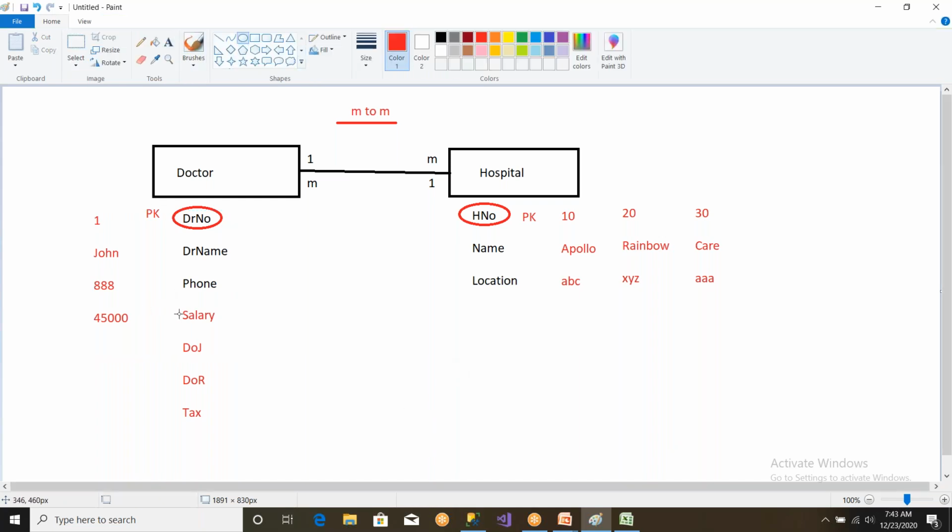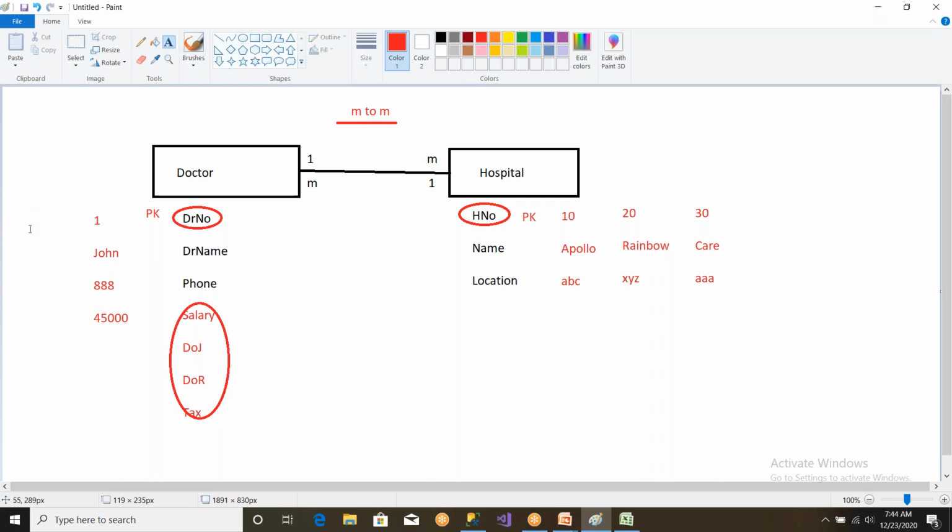If you give a single value, tomorrow I want to know what is the salary for John in Apollo. Can you tell me? What is the salary for John in Rainbow? Do you know? Because you have taken 10,000, 20,000 and so on and made it a single salary, tomorrow you will not be able to answer. Remember, because of many to many, some attributes will have more data. It is not only one salary but three salaries, three dates of joining, three dates of relieving, three taxes, because John is working for three hospitals.